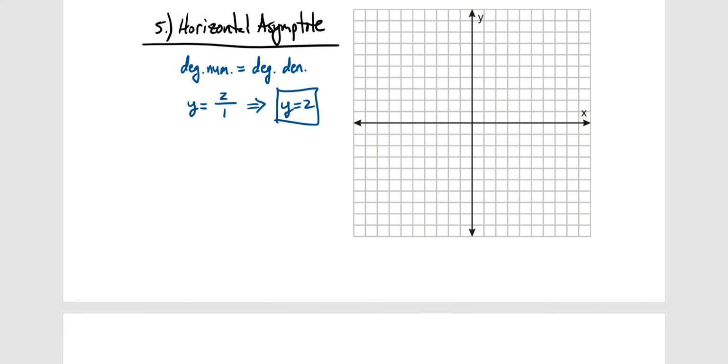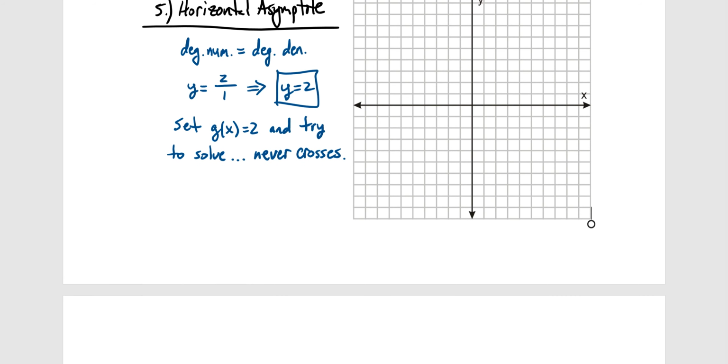And to determine if it crosses it, we would set the function equal to 2, and then try to solve for x. What we would find is that the variables cancel off, and when the variables cancel off, that means that it never crosses the horizontal asymptote. So it never crosses the horizontal asymptote.